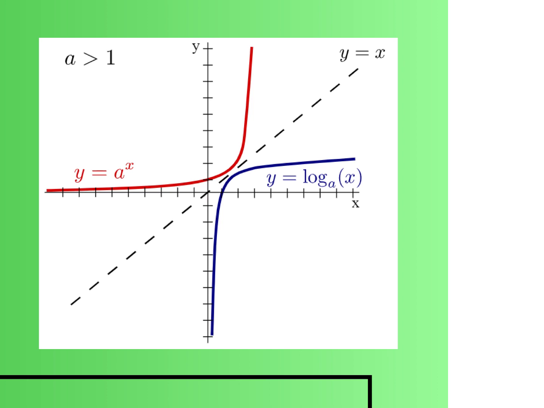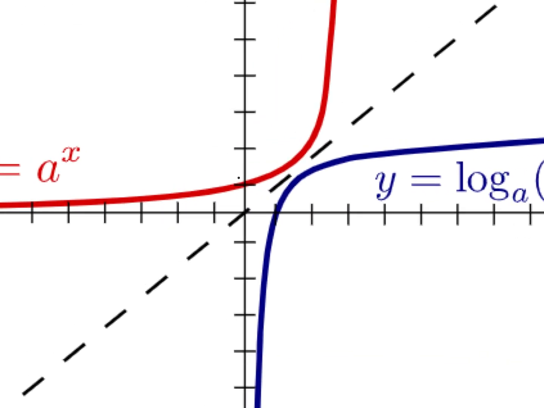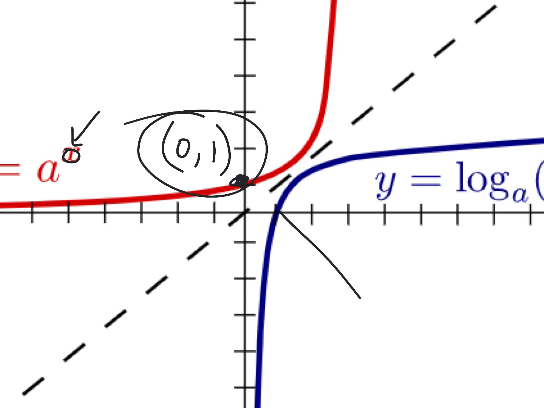And that means if I pick a point here, like this point right here, which is at (0, 1), the reason it would be that is because look, the x becomes 0. Do you get anything to the 0? Must be 1. That's why that spot's there. If (0, 1) is there, then what's there? (1, 0), because the x and y flip around. That's what inverses do.